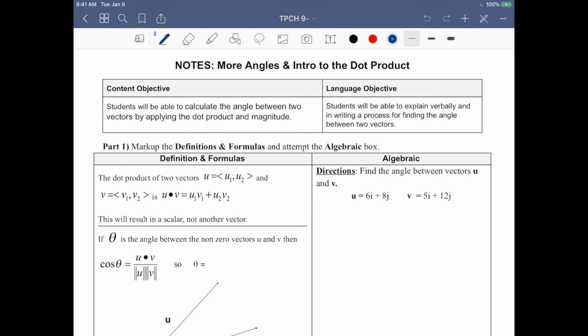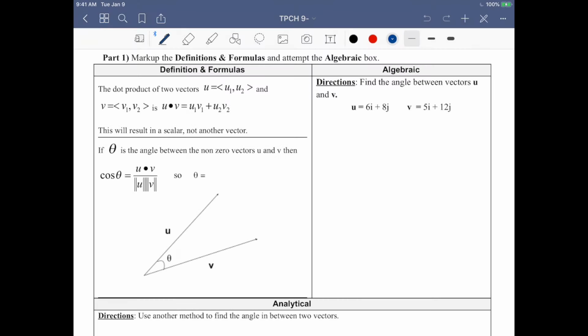Welcome to our notes on more angles and intro to the dot product. Students will be able to calculate the angle between two vectors by applying the dot product and magnitude. Students will be able to explain verbally and in writing a process for finding the angle between two vectors. Part 1. Mark up the definitions and formulas and then attempt the algebraic box.